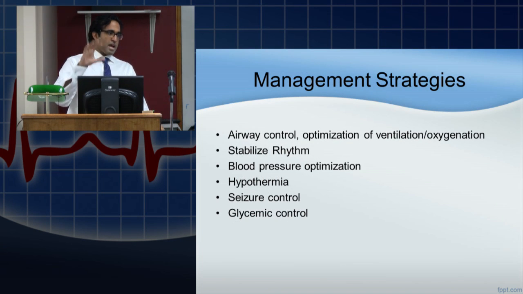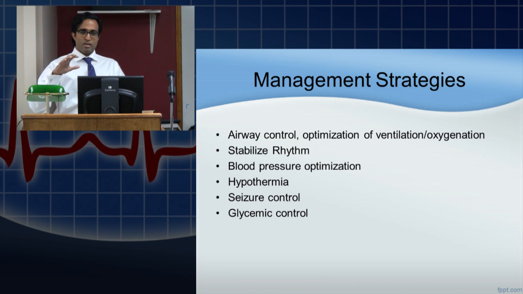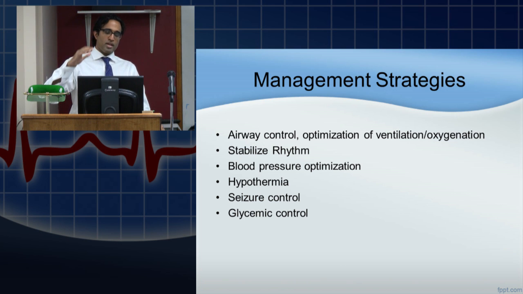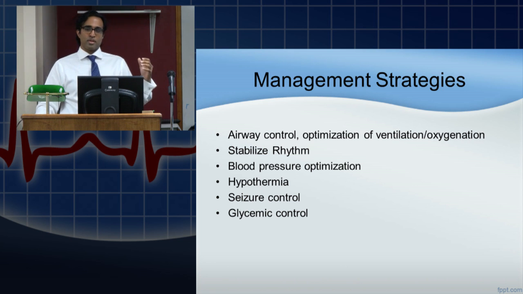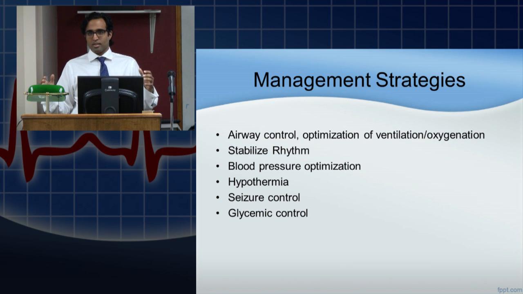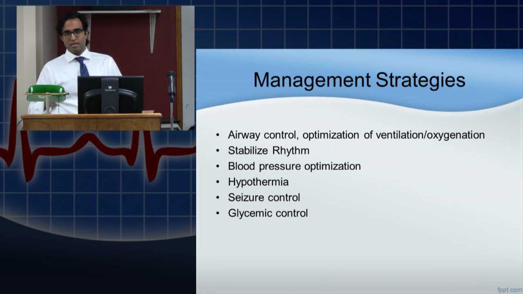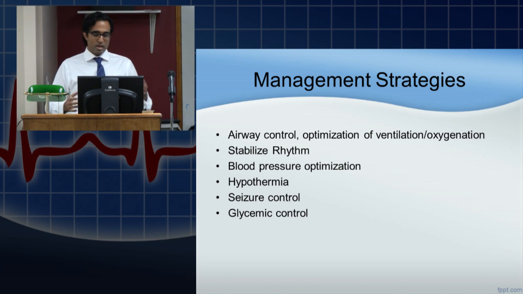So here are the management strategies that I always look at. One, the airway is very important. You want to have airway control. After you regain spontaneous circulation, you've got to control the airway. You've got to optimize ventilation and oxygenation. You want to stabilize any rhythms, because as you probably know, you'll get a pulse back and all of a sudden you see VT, you see VF, you don't have blood pressure, all this stuff's going on. So you've got to stabilize the rhythm, and you've got to do blood pressure optimization.